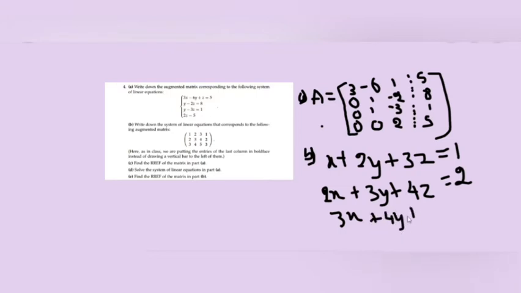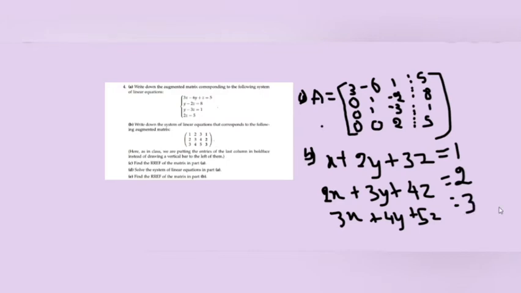Then the second equation is 2x plus 3y plus 4z is equal to 2. Then the third linear equation is 3x plus 4y plus 5z is equal to 3. Okay, you got it.